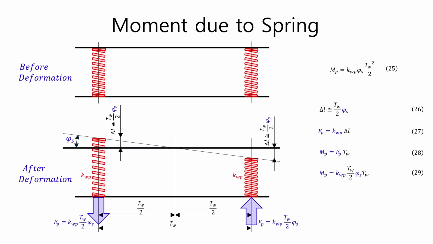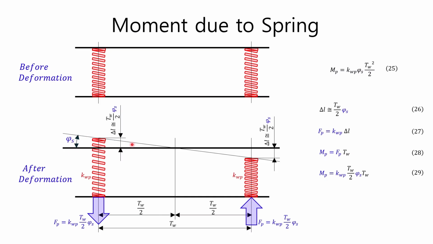How can we derive equation 25? Here is a simple illustration of the deformation of the vehicle spring when the sprung mass rolls. The upper figure is before deformation and the lower figure is after deformation. Phi s is the roll angle of the sprung mass.